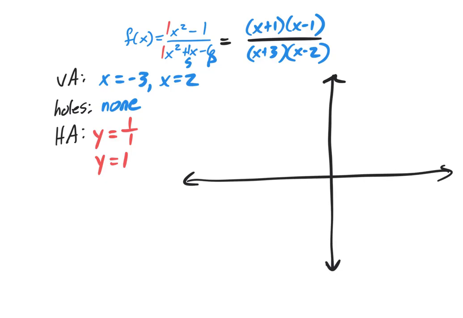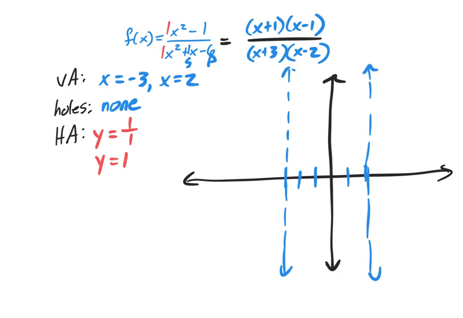Okay, we're going to put our asymptotes up here. This one's a little bit different because it has 2 vertical asymptotes, negative 3 and positive 2. It has a horizontal asymptote of 1. So those are the lines that this graph's going to approach, okay?